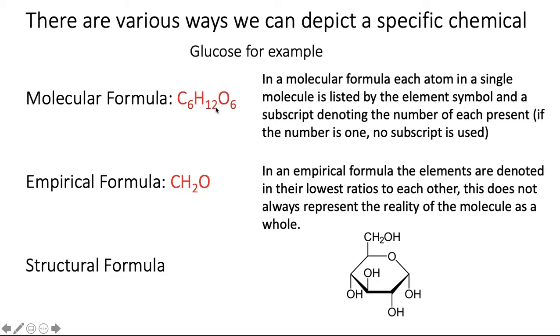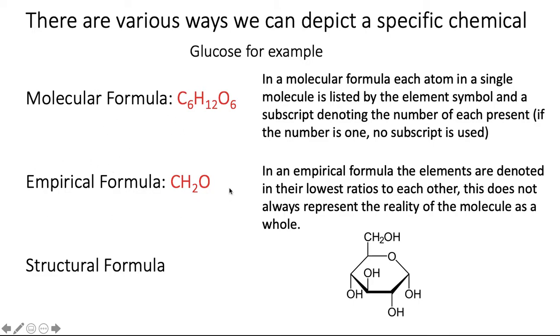These subscripts, then, tell us how many of each element there are in a molecule. And they're written to the lower right-hand corner of each symbol. So the 6 here belongs to the carbon, not to the hydrogen. The 12 belongs to the hydrogen, not to the oxygen, and the 6 belongs to the oxygen. That is the molecular formula.